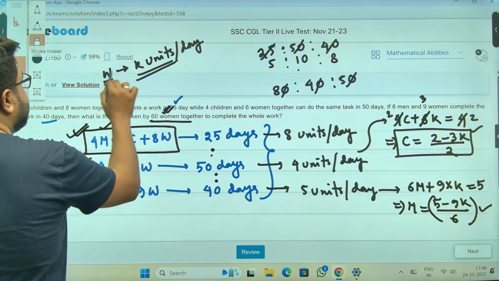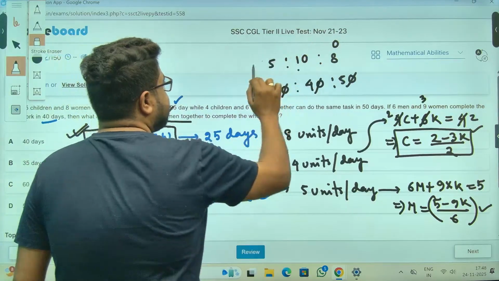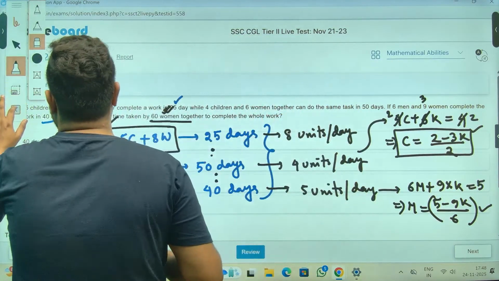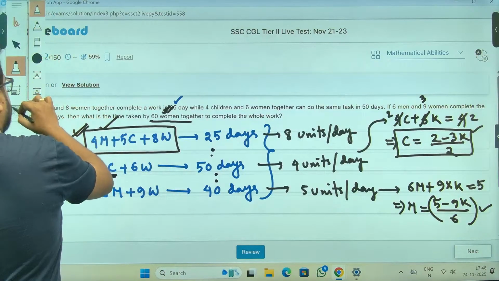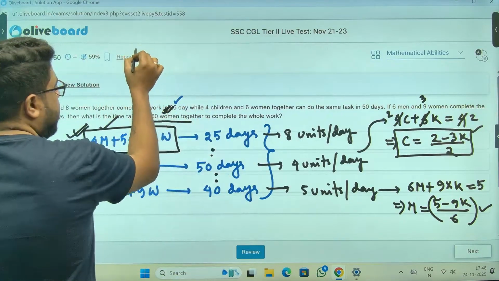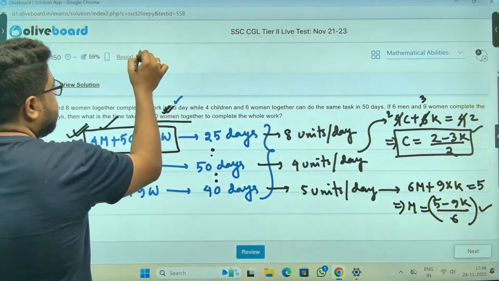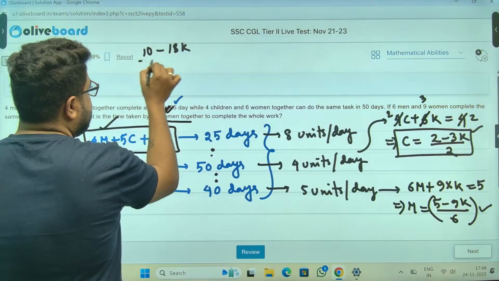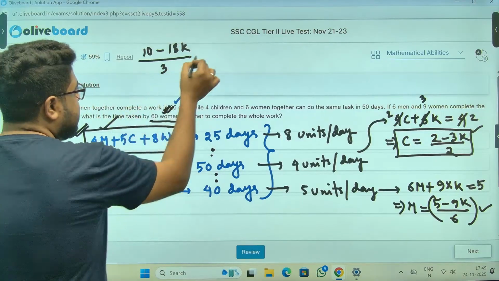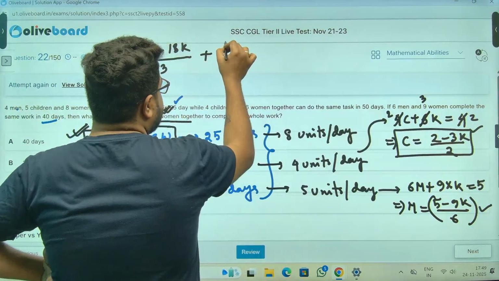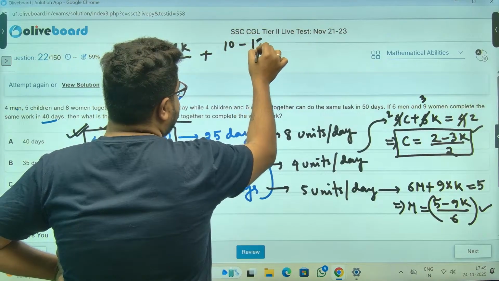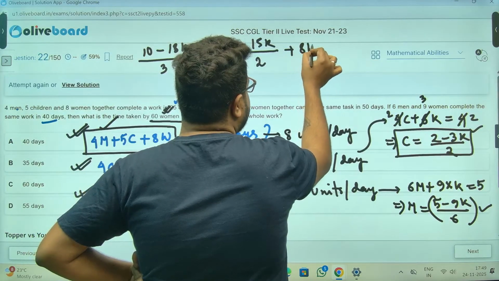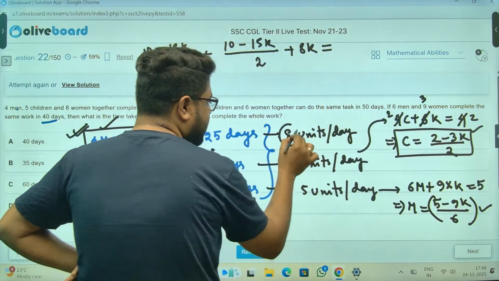Now put these two values over here, sir. So 4 into man, 4 into, so 6, it will be 2 into 2 by 3. So 2 into 5, 10 minus 18K divided by 3, plus 5 into child, 10 minus 5 3s are 15K divided by 2, plus 8 woman. 8 woman is 8K only. That itself is equal to total 8.